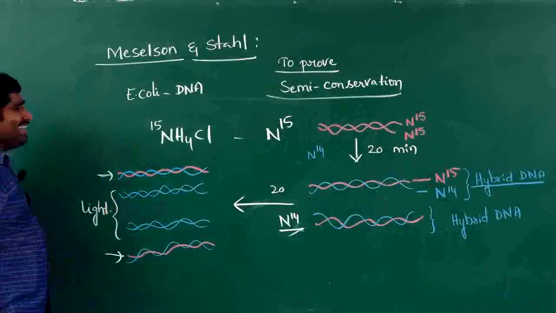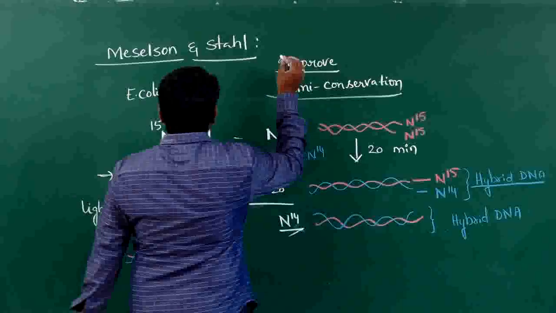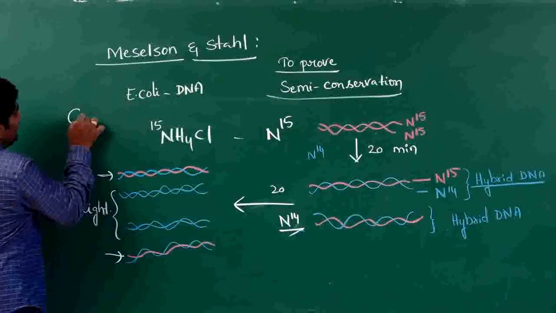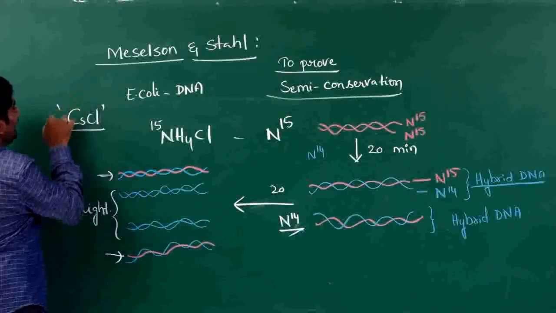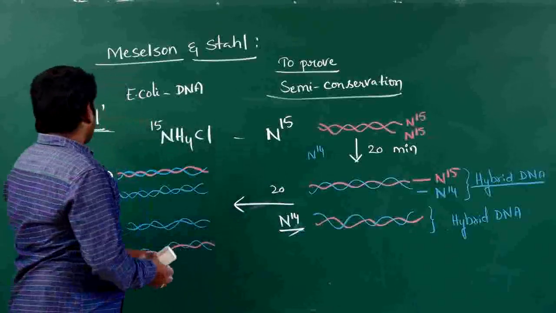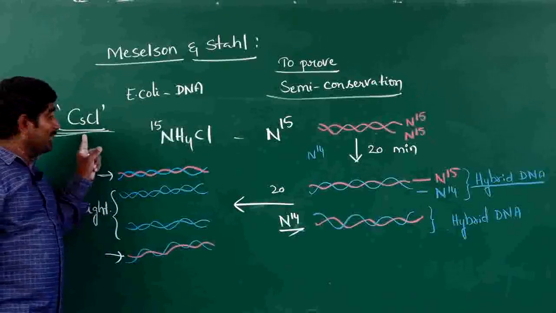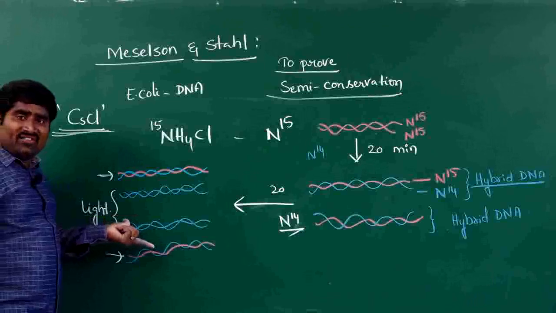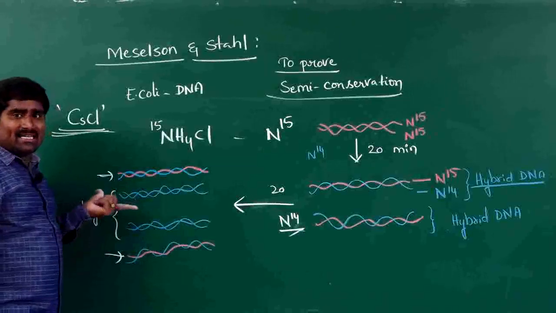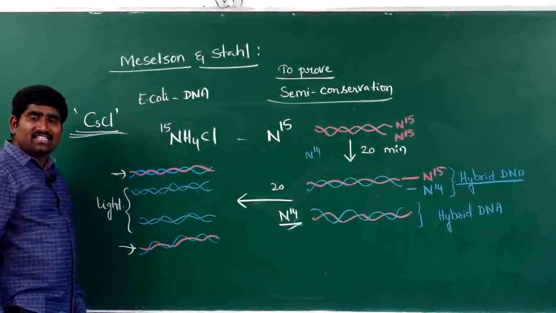How do we find out light DNA and heavy DNA? To find out, the DNA molecule has to be centrifuged in cesium chloride, CsCl. When the DNA is centrifuged in CsCl, we can find out the heavy chain and the light chain. This is the Meselson and Stahl experiment.